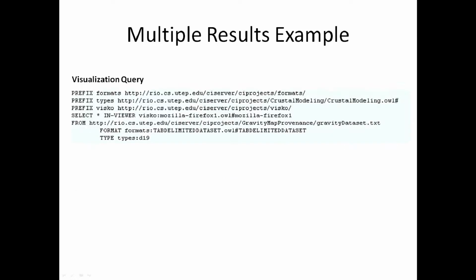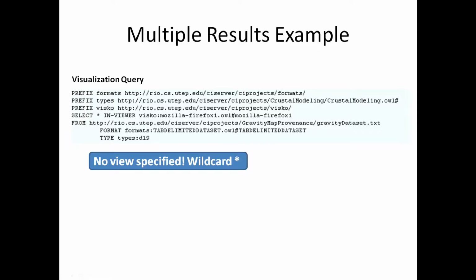I would now like to present an example of a visualization query whose execution returns multiple results. Thus, the system was able to synthesize multiple pipelines. I will present this scenario using screenshots from our VisKo query submission form published on the web. Consider the query below that requests a wildcard view, meaning the user is requesting all possible visualizations.